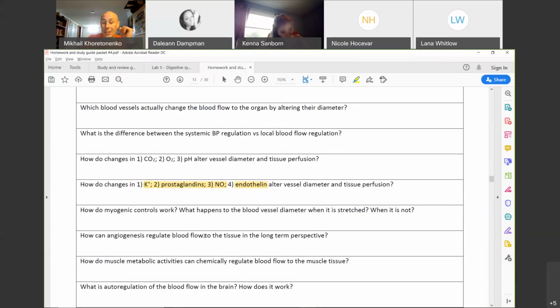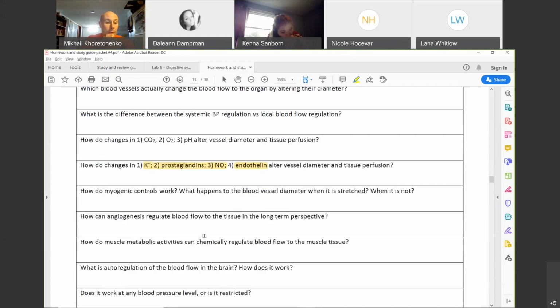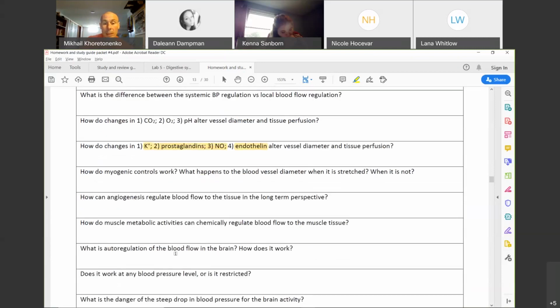Angiogenesis increases the density of the blood vessels and increases the blood flow to the tissue in the long-term perspective. So muscle metabolic activities. When you exercise, your muscles produce a lot of CO2 and lactic acid and consume oxygen. So CO2 increases, pH drops, oxygen drops, blood vessels in the muscle dilate and increase blood flow to the muscle tissue. Blood flow in the brain, autoregulation.